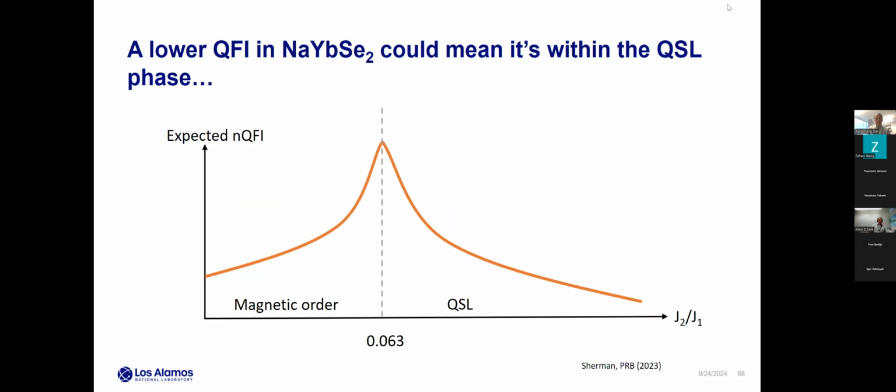And so you might think, oh, it's a lower quantum entanglement, it's less of a spin liquid, but actually, remember that the QFI seems to be most associated with the quantum critical point. And so we'd expect it to be maximal on the boundary between magnetic order and a quantum spin liquid. Because in the quantum spin liquid, the spectral weight would start to be distributed around the zone boundary in the Brillouin zone. So observing a lower QFI is actually consistent with it being within the spin liquid phase.